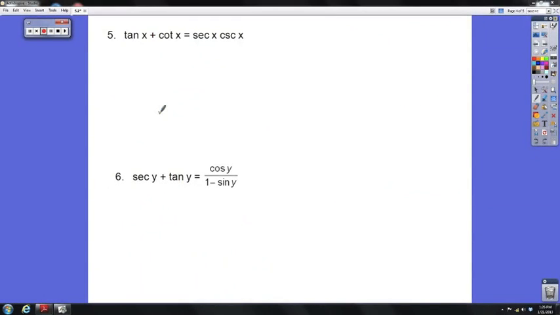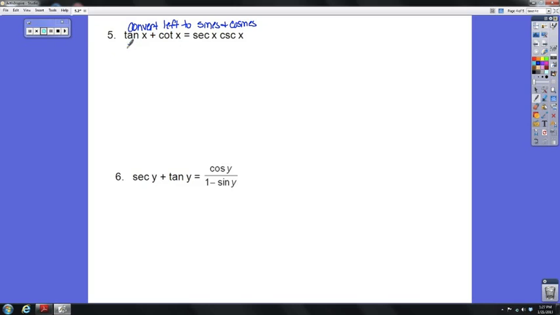Okay, example 5. This one, if you're having a hard time looking at it and deciding which side is going to be more complicated, I'll tell you that it's more complicated to add than it is to multiply, because when you have to add, sometimes you have to get a common denominator. So on number 5, what I'm going to suggest is we convert the left-hand side to sines and cosines, and then we'll see what happens there.